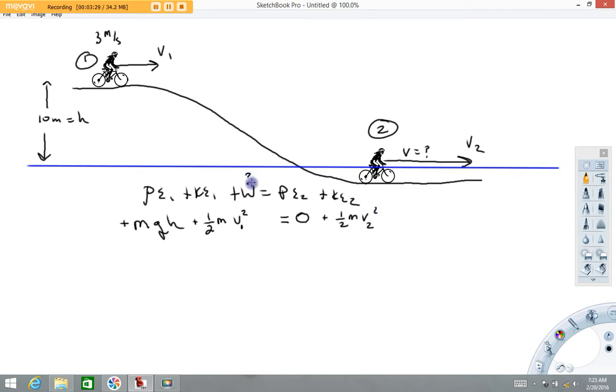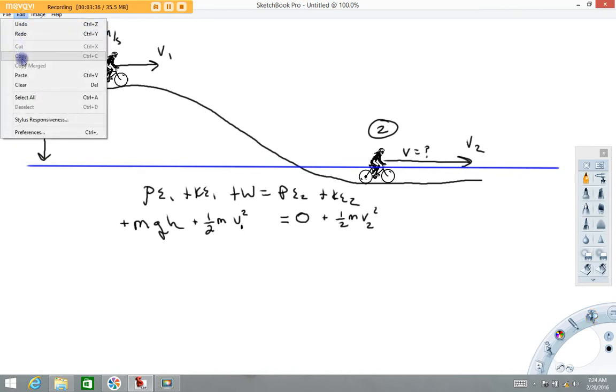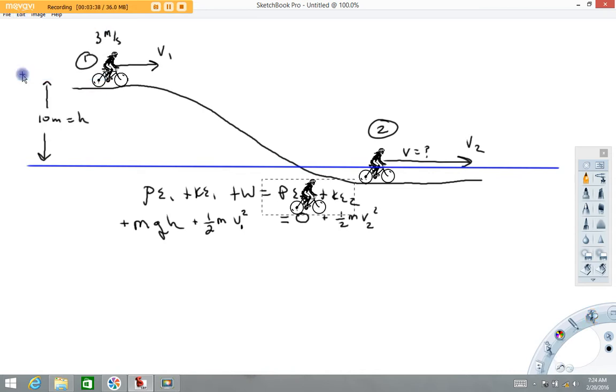When you're dealing with work terms, you always have to consider all forces acting in the problem. And a free body diagram would be a good thing to do here. I'm going to go ahead and grab another bike and move it and rotate it. Now what I'm doing is I'm putting this bike at an arbitrary location in the problem.